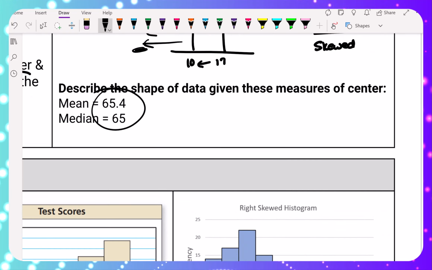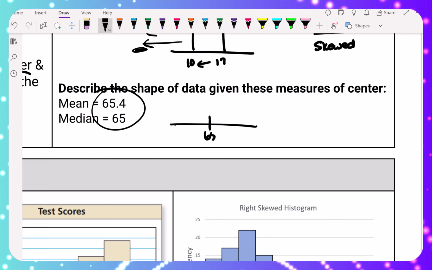If you look at these two numbers right here, you've got 65, this is your median, and then 65.4, that's practically the same number. So if they're approximately the same, then they are going to be symmetric.